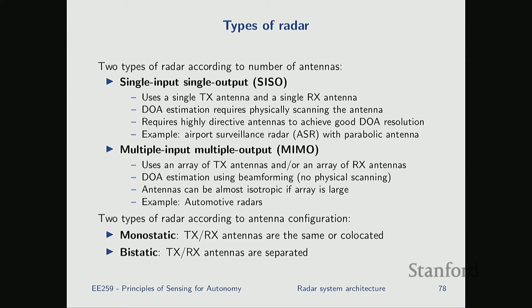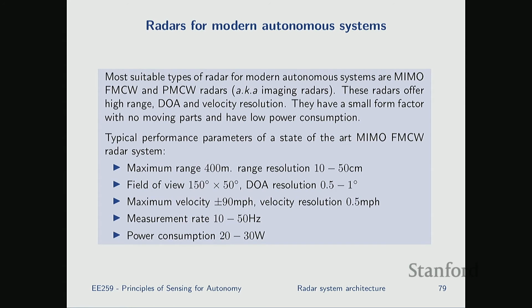Lastly, there is a classification of radars in terms of the antenna configuration or placement. Again, I told you about monostatic. That's the radar where the TX-RX antennas are either the same or they're co-located very closely. And then you can have bistatic radars when your transmit and receive antennas are quite separated. OK, so we did the full taxonomy. There was pulse radar, continuous wave radar, single input, single output, multi-input, multi-output, and also monostatic, bistatic.